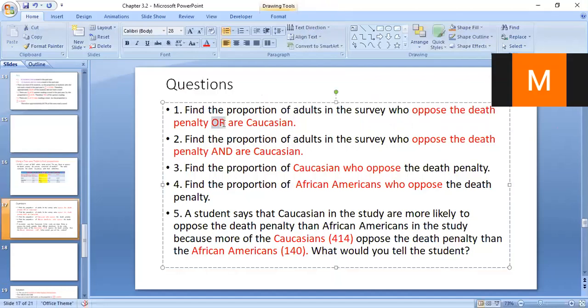Remember when you find "or", you add the uphold of the Caucasian and uphold. When you find "and", you find the common of Caucasian and uphold. And when you find the proportion of Caucasian who uphold, you find the total number of Caucasian and the number of uphold. You divide the uphold by the total. And find the proportion for African American: you find the total of African American, and you divide the portion by the total.